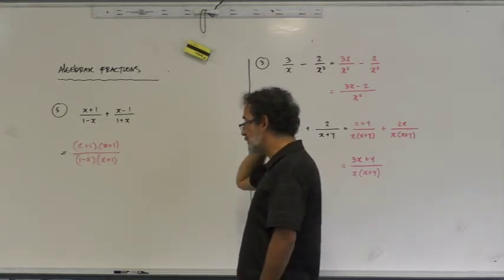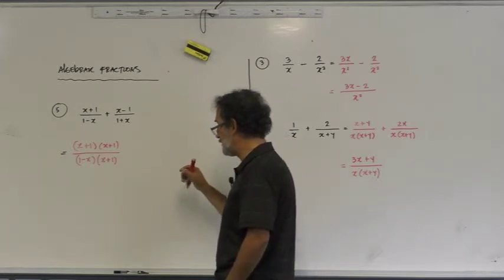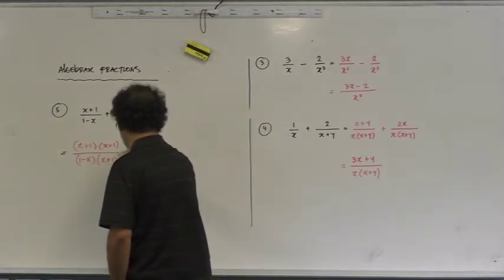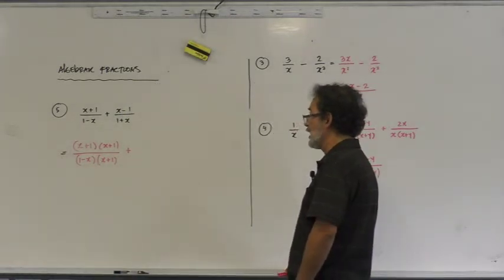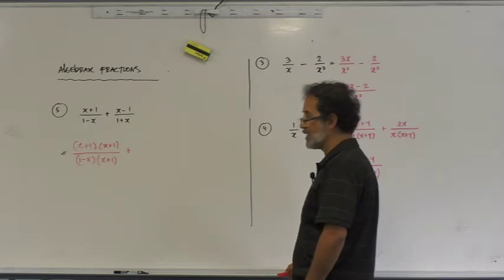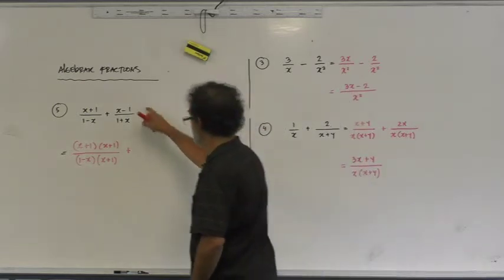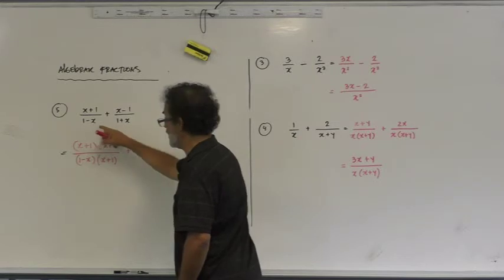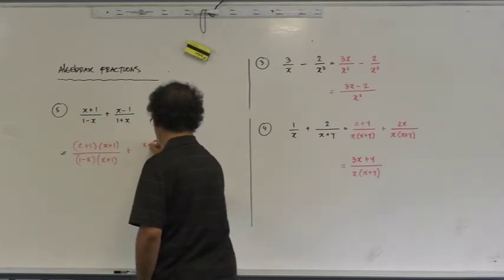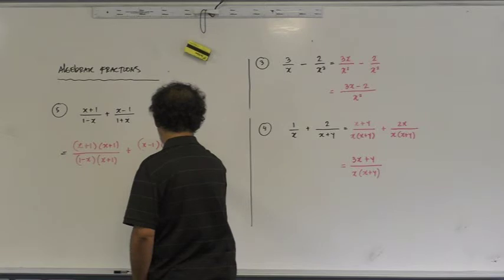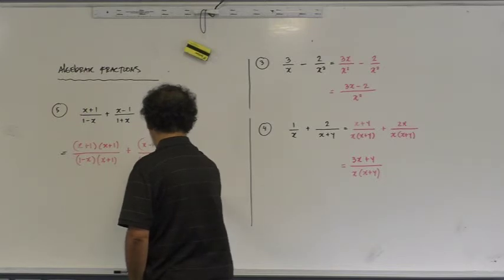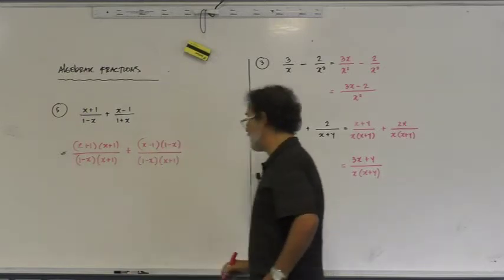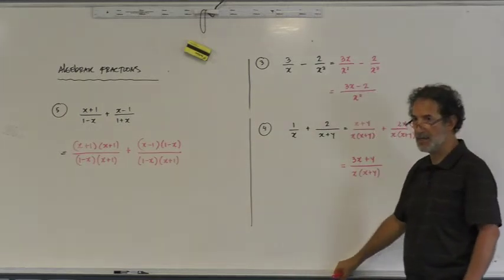You don't write x plus 1 squared? No, because you cross multiply. Later we can simplify this if you want, but just leave it like that for now. And then we're going to have to amplify the second fraction. So we're going to amplify this by 1 minus x. So we're going to say x minus 1 multiplied by 1 minus x. And then 1 minus x, x plus 1. In that way you have exactly the same denominator.